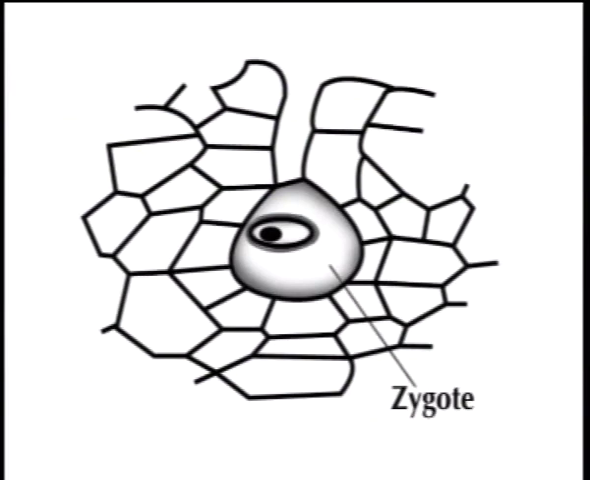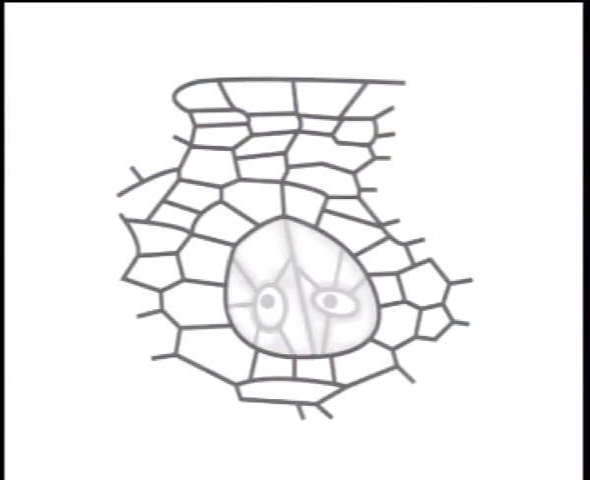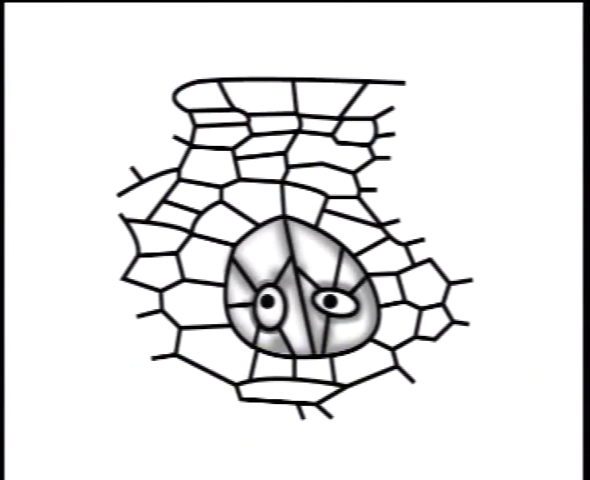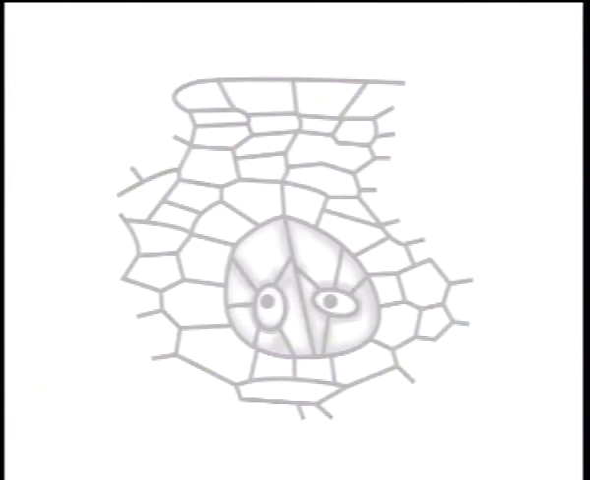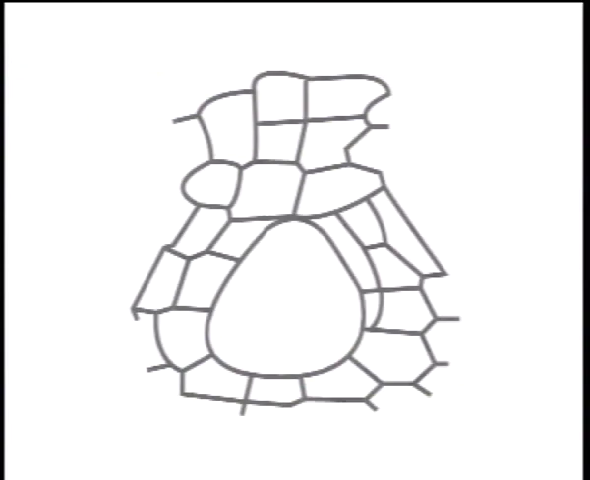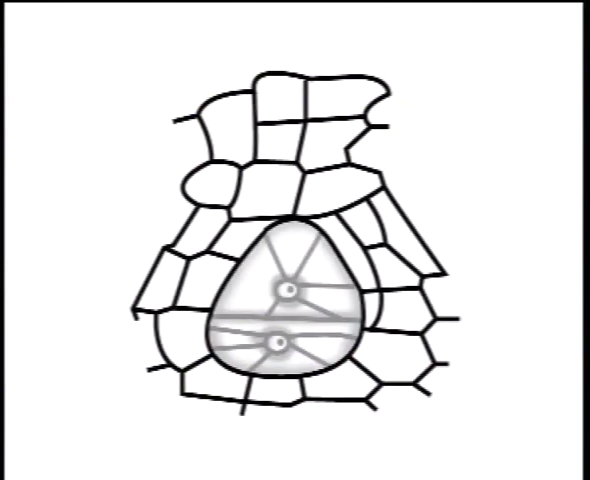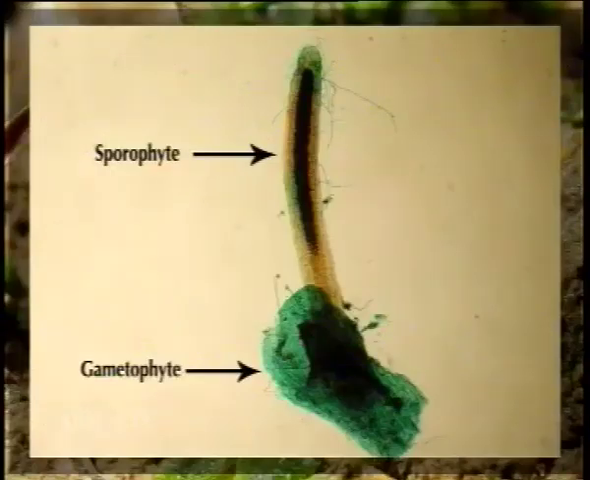The first division of the zygote is longitudinal. In this way, hornworts differ from the rest of the bryophytes, where the first division is transverse. Final development of the embryo results in the formation of the sporophyte.